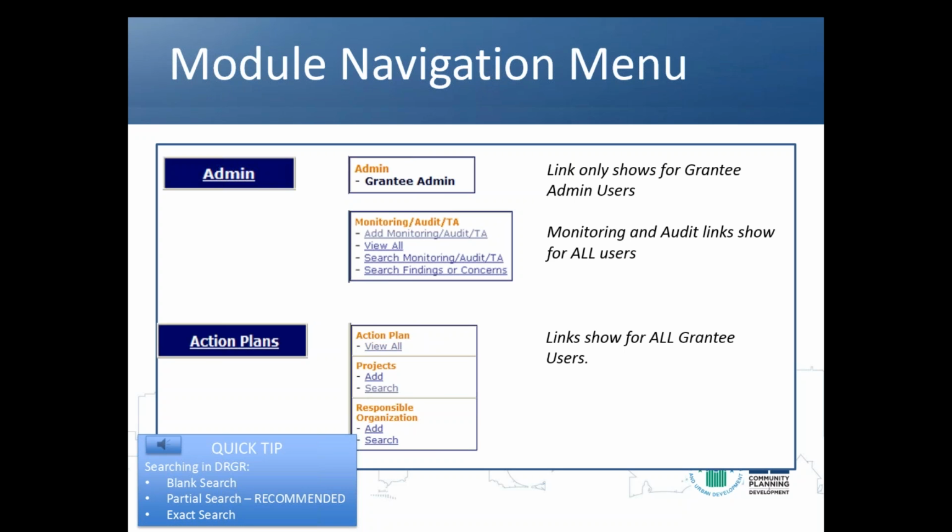In many of these module navigation menus, you're going to see searches. The system allows you to do a lot of searching, which is very handy, especially for the DR and NDR grantees that are going to have a lot of information in here because they're your large grantees. So here are some quick tips on how to search in DRGR. Once you hit the search button, a new screen will come up and give you various inputs that you can put in for search.